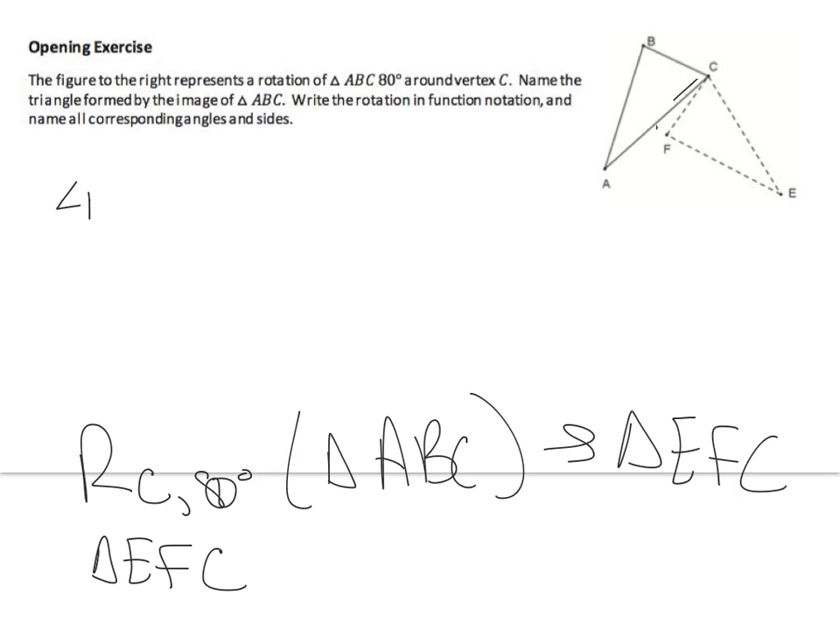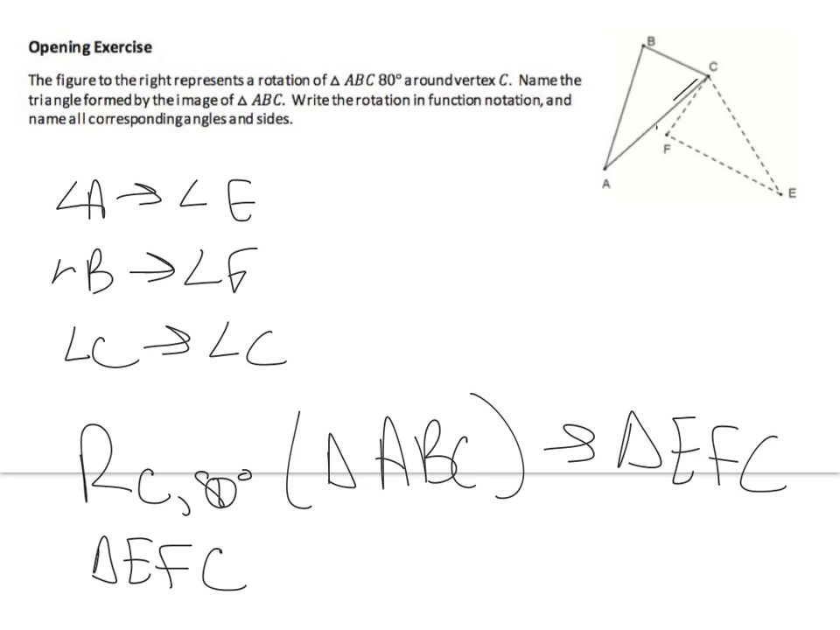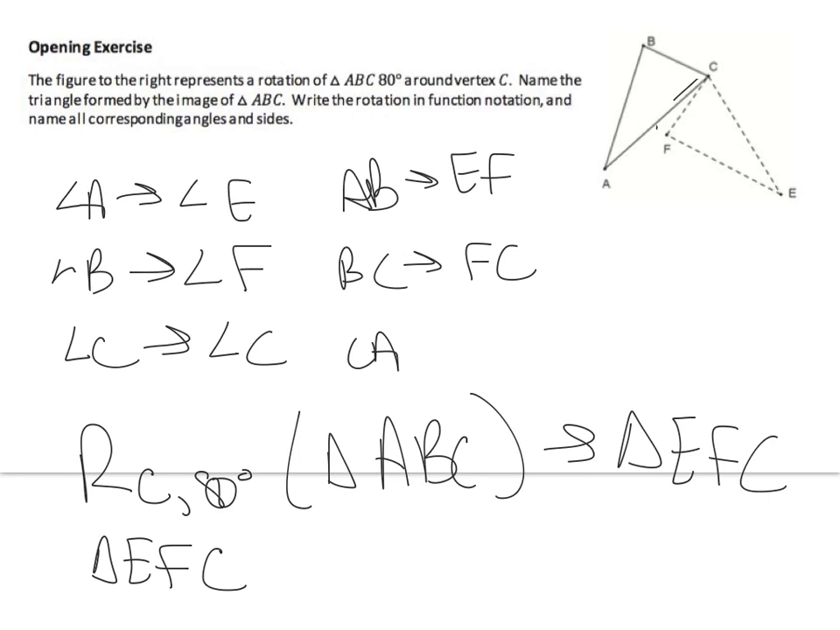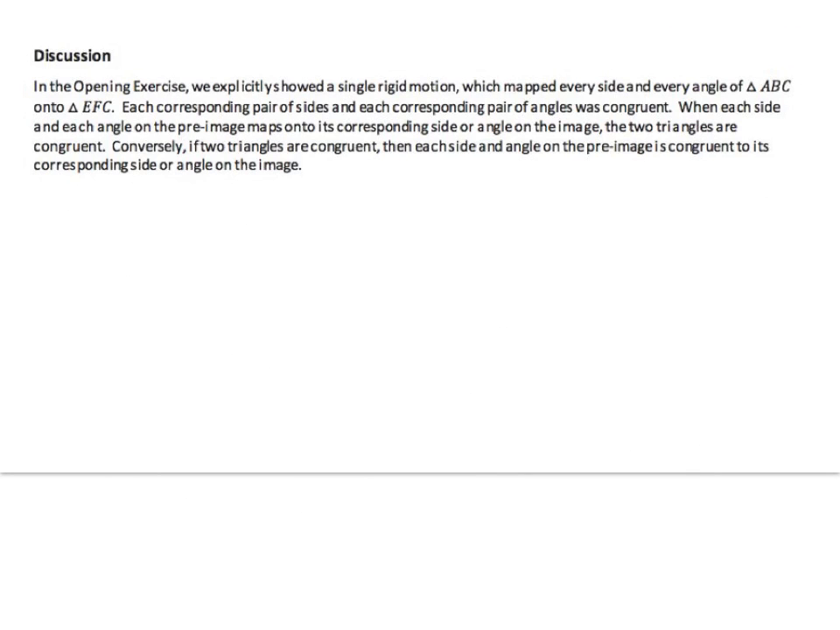First we're going to do the angles. Angle A, angle B, angle C goes to angle E, angle F, and angle C. Let's make that look like an F. And the sides. We have AB, BC, and CA. AB goes to EF, BC goes to FC, and CA goes to EC. That's it. Okay, let's discuss it.